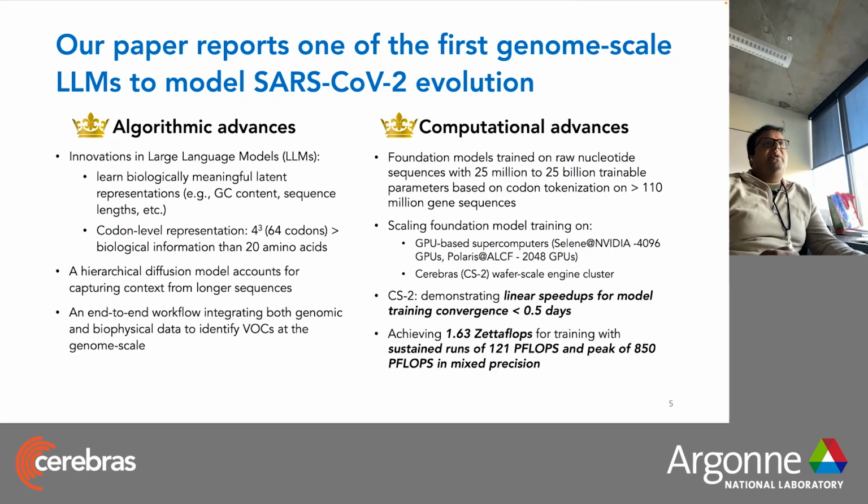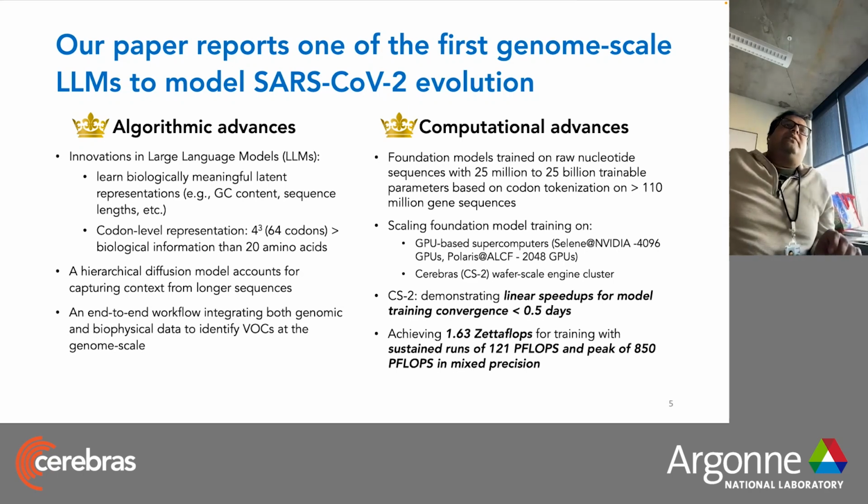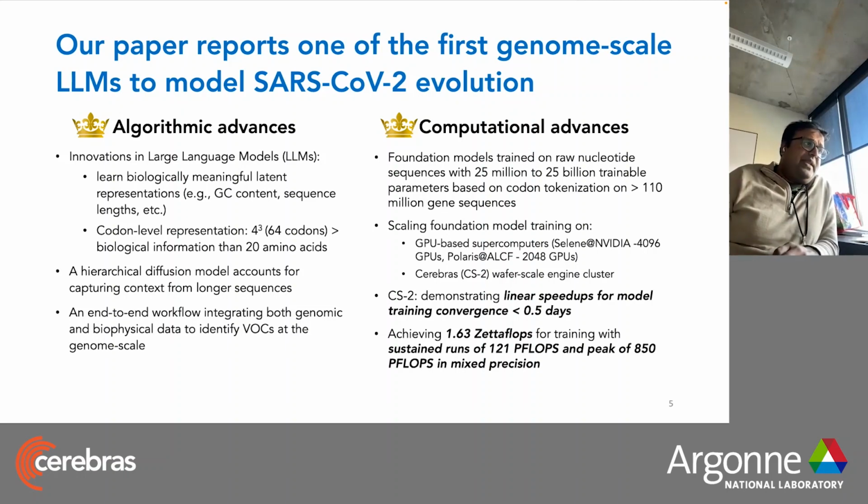You have to scale these foundation model trainings somehow. We use GPU-based supercomputers because that's actually bread and butter in some sense for many of your supercomputing community. Basically, Selene at NVIDIA gave us access to their systems, which allowed us to train it on 4096 GPUs. And then you had Polaris, which is our Argonne supercomputing cluster, which has about 2048 GPUs. And then we were using the Cerebras CS2 wafer-scale engine cluster to enhance how we could train the entire model on just several CS2s that are built together as a cluster.